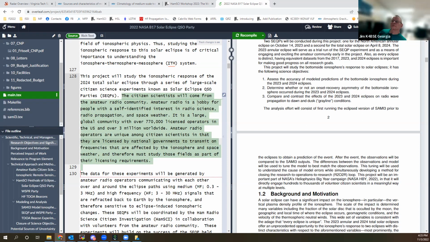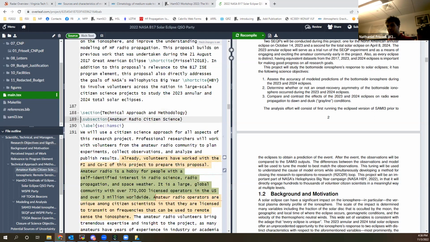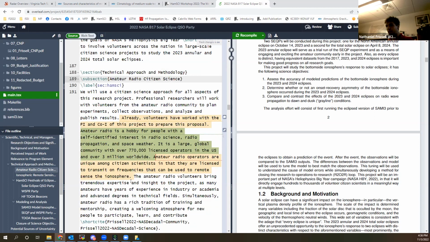I do like how that paragraph reads better, and I do think it is important to state up front what the amateur radio community is and why they're particularly credentialed to do this. So I think that's really good. Now, if we go back to this part here, is some of this repetitive beyond what it needs to be?